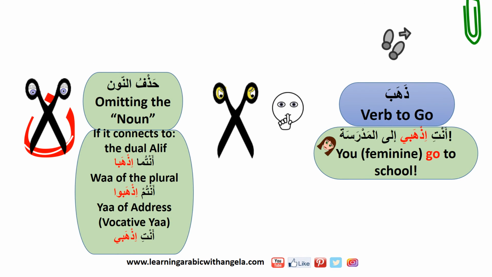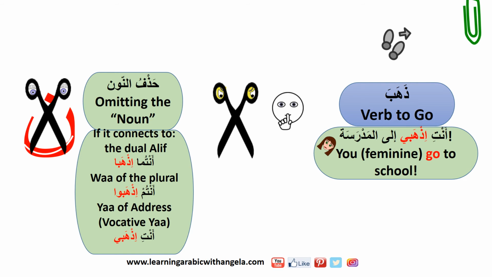And another sign of the imperative verb in Arabic is the omitting of the noon. So حذف النون. For example, أنتما اذهبا. So you both go. In the present tense, it would be أنتما تذهبان. So we've got the noon at the end. However, in the imperative, we're going to omit the noon.